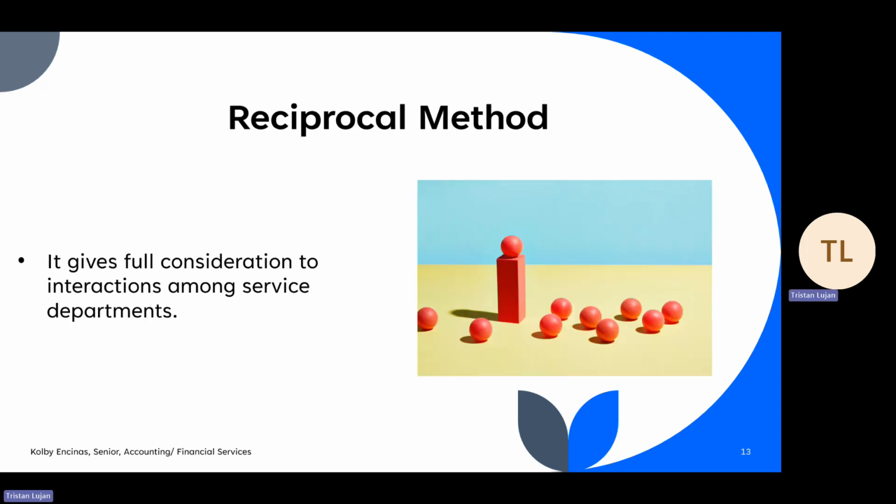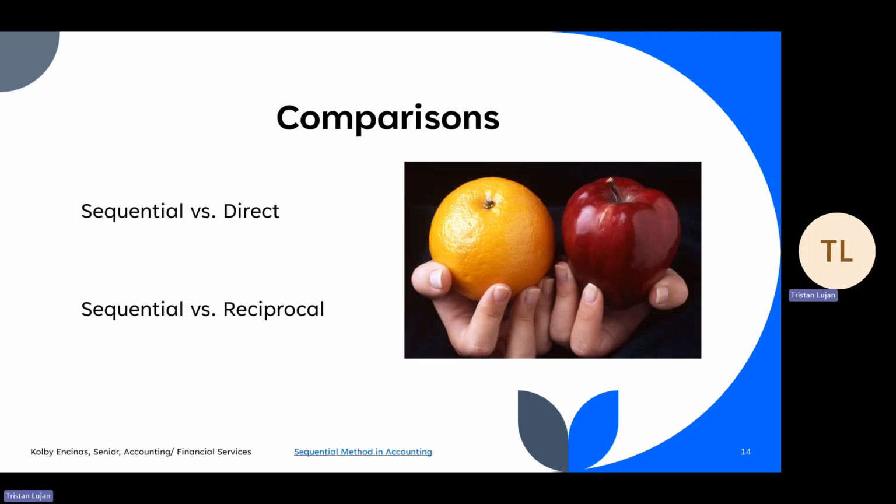Moving on to the reciprocal method, which is the most accurate and comprehensive of the service department cost allocation methods, but is also the most complex. The basic premise is to account for the interaction between service departments and not simply ignore the services they provide. So again, the reciprocal method gives full consideration to interactions among other service departments. So now that I've gone over the three methods, we're going to go into some comparisons.